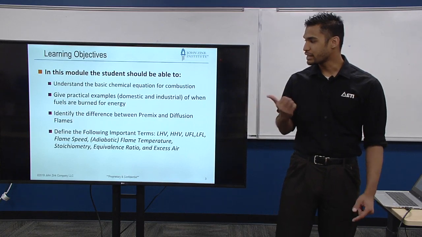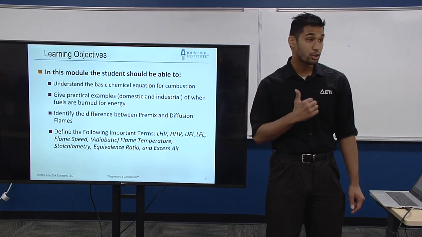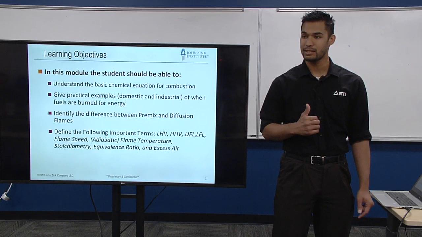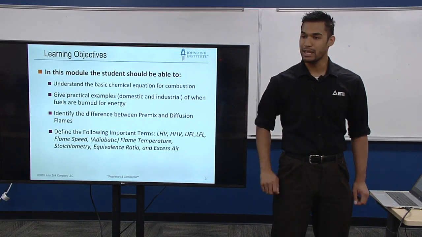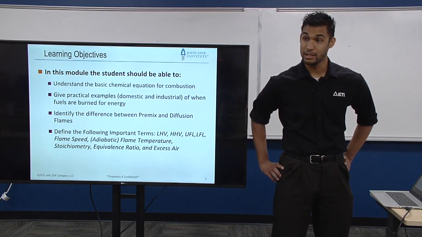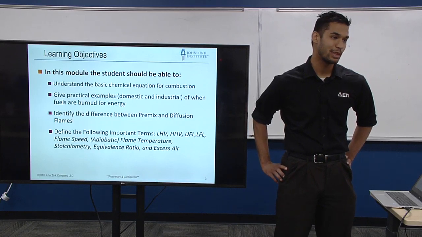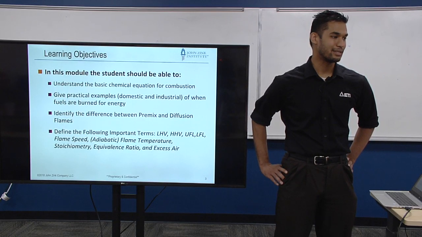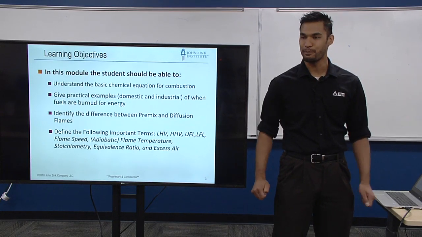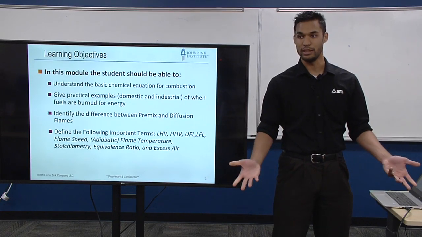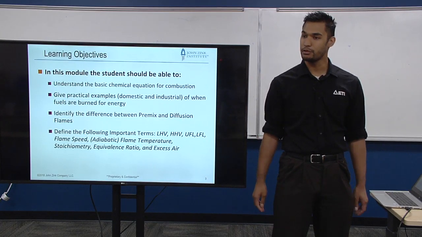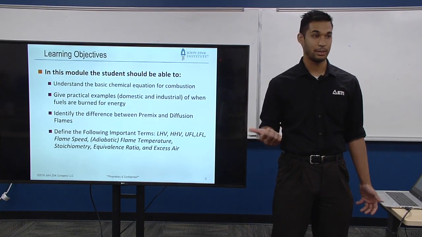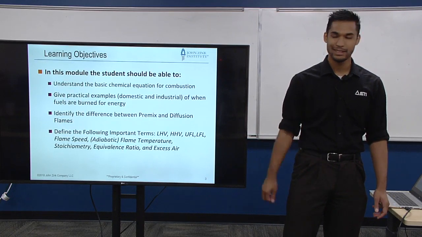Second, give practical examples, domestic and industrial, of combustion processes. We burn fuel and make heat to do a lot of things, whether it's in industry, processing chemicals, or at home. How do you get hot water? You have a hot water heater with a little burner in there heating it up. Cook something on the stove, you need heat. You can use a natural gas stove, or if you have an electric stove, that's coming from the power plant, and they're burning fuel to get you your power.